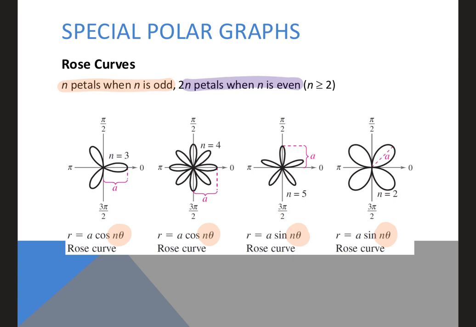So if it said 2 theta, there is no rose with 2 petals. That's a lemniscate, okay? Then we double it. There'd be 4 petals. If it said 4 theta, there are 8 petals. Double the amount.